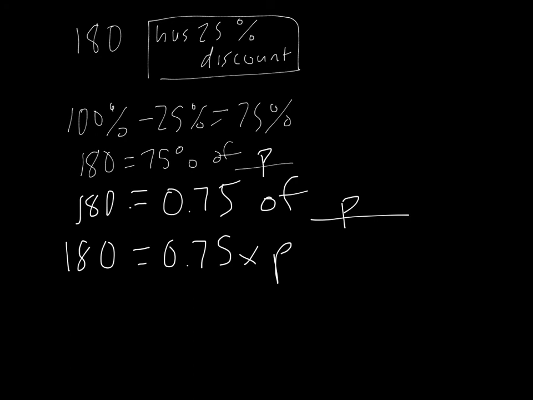But here's the thing. If I want to get price by itself, so that I know what it is, how do I get rid of a times 0.75? I have this multiplying. To get rid of that 0.75, I'm going to divide by 0.75. So now I have 180 divided by 0.75 equals P. Does that make sense? And now what's that going to be? 180 divided by 0.75, 240?